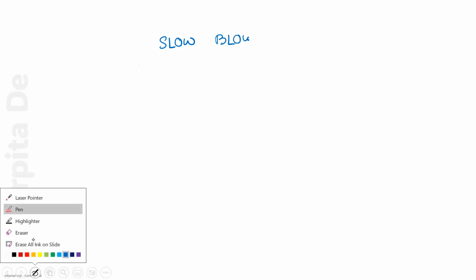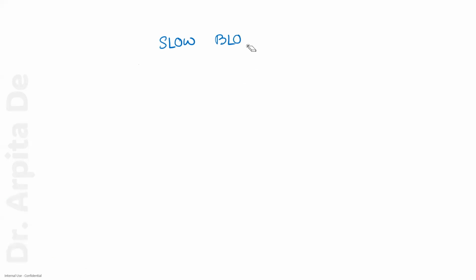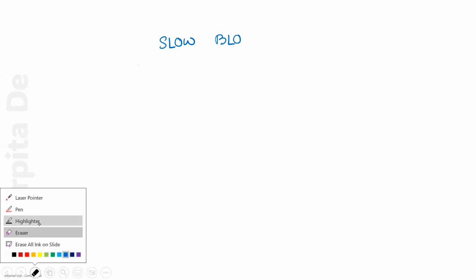Slow block is also known as calcium mediated block. It occurs after fast block. Here you see what happens.